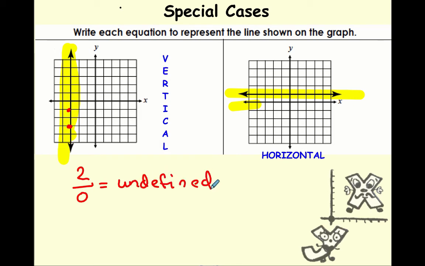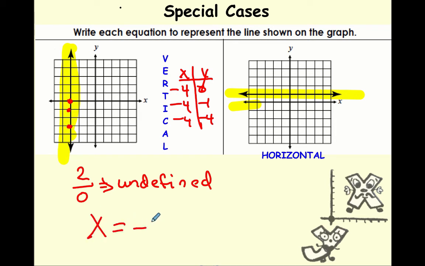Undefined is not a number, so technically it's not equal. But it is undefined. So this equation, if I look at it in terms of a table of values, every x value is the same, negative 4. So here, negative 4, 0. This is negative 4, negative 1. This one's negative 4, negative 4. So what it's saying is x is constantly negative 4. And every vertical line has pretty much the same equation, where x is equal to a number that's a constant.